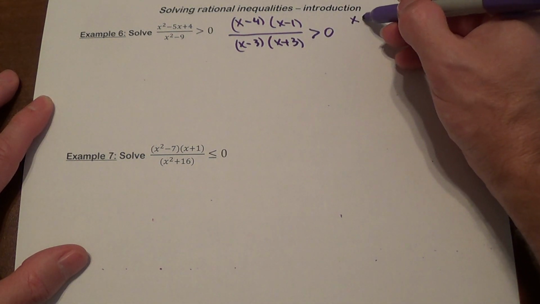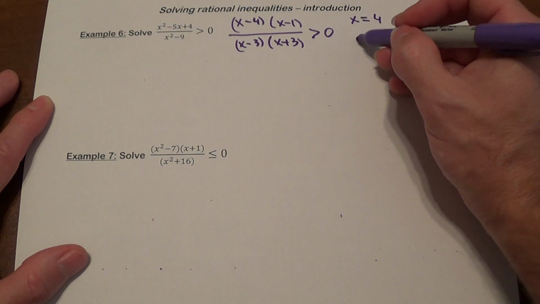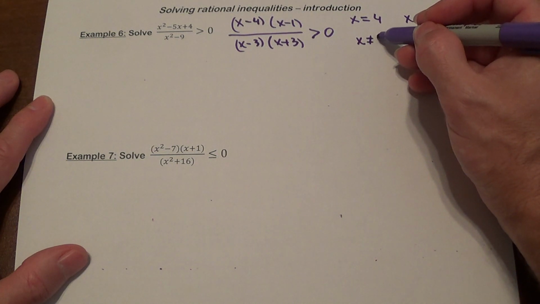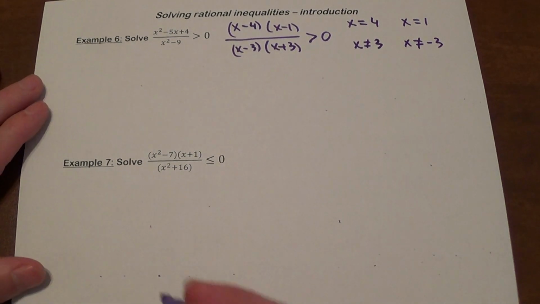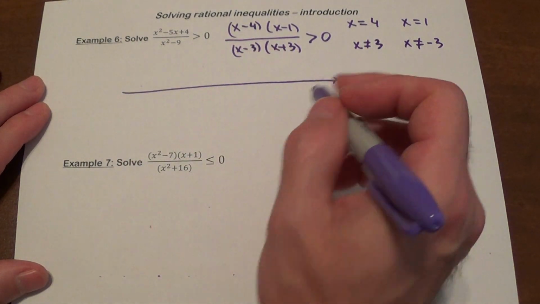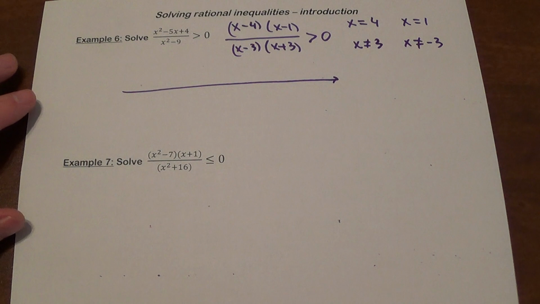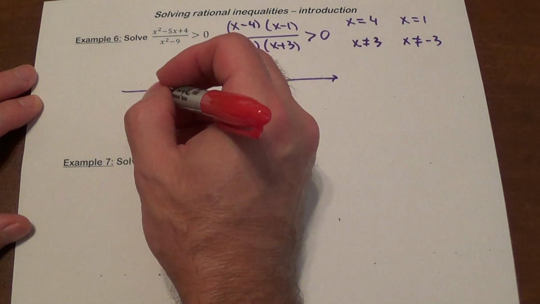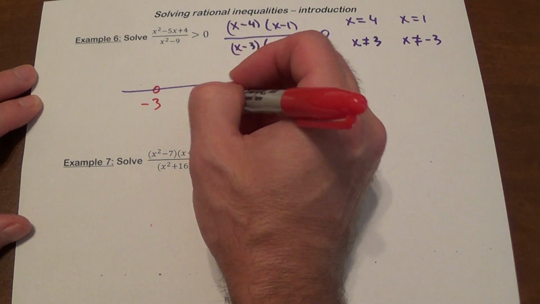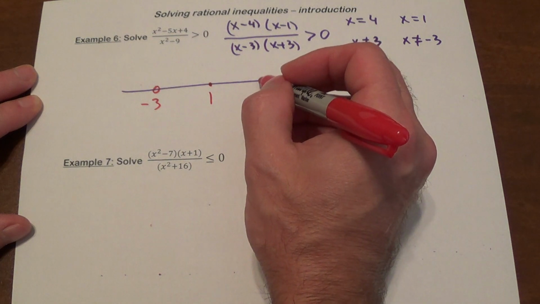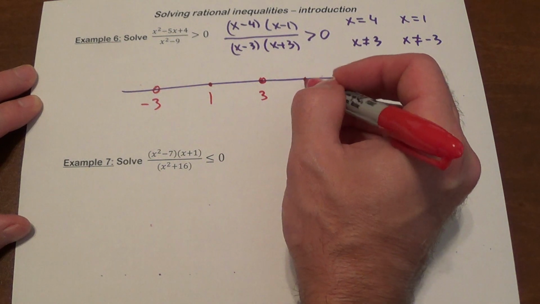So the numerator is going to be 0 when x is 4 or when x is 1. The denominator cannot allow for 0, so x cannot be 3 and x cannot be negative 3. These are our 4 values that we are going to plot on our number line. Let's see which one is the leftmost. It's going to be negative 3 and it's going to be open. Then we're going to have 1 that is going to be closed. Then it's going to be 3, which is supposed to be open, I'm sorry, and then 4.